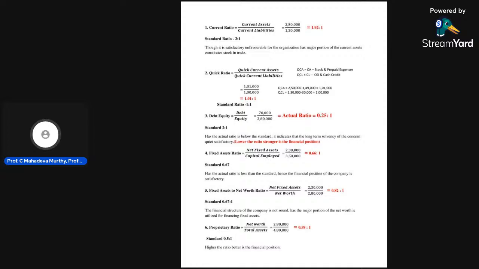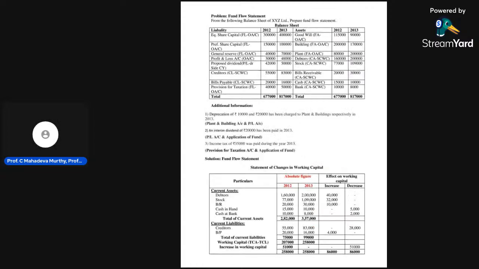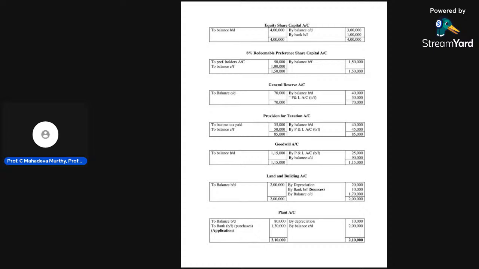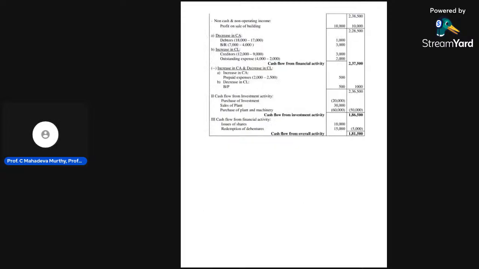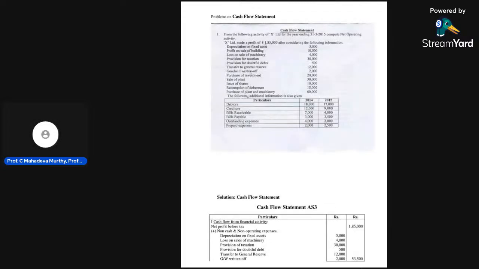Last class we discussed ratios, fund flow statement, cash flow statement, explanation, and pro forma. We also explained the problem of fund flow. Today we discuss the cash flow statement. Cash flow statement is one of the important techniques of analysis of financial statements. Here is a problem on the cash flow statement.